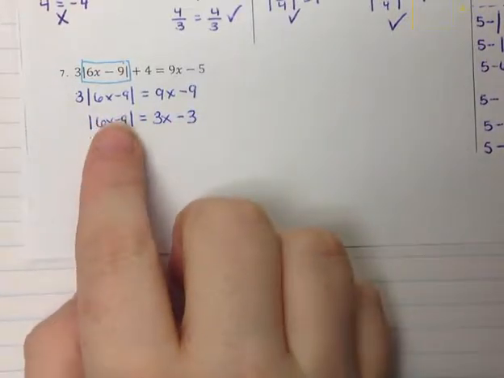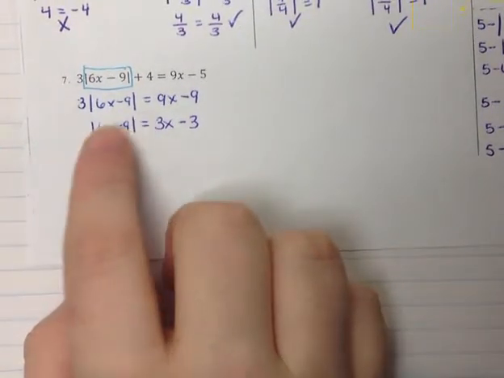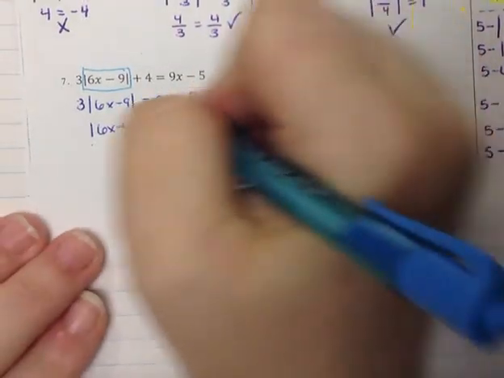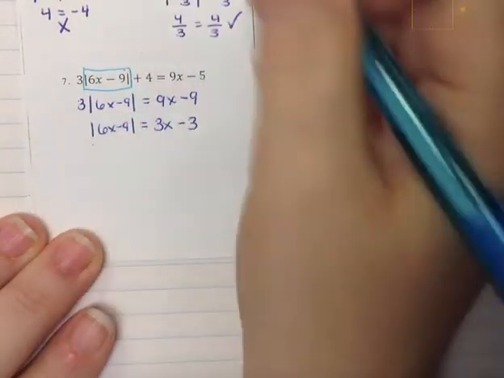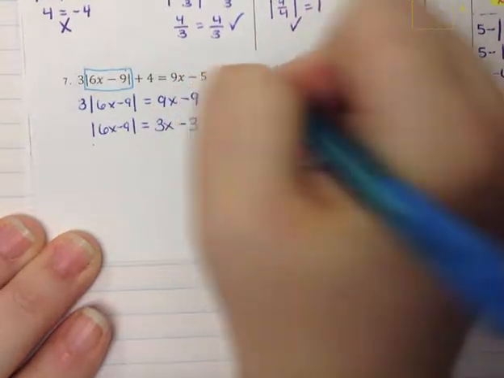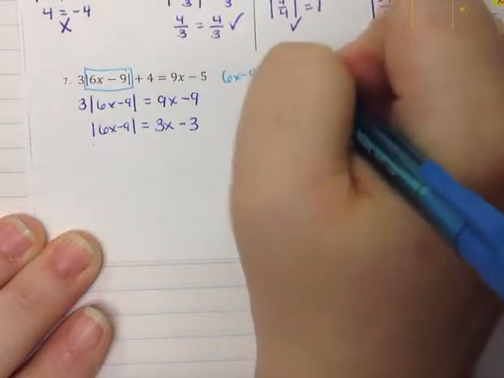So the inside will always stay the same. That will never change. We're just going to take away the absolute values. So the first equation we're going to write is the original just without the absolute values. So I'm going to write it over here. So I have 6x minus 9 without the absolute values will equal that positive 3x minus 3.